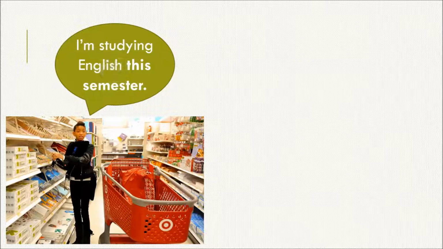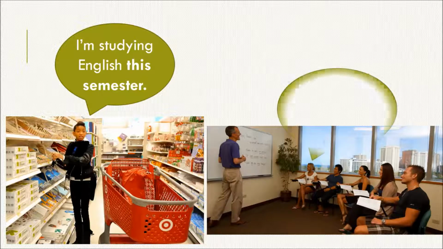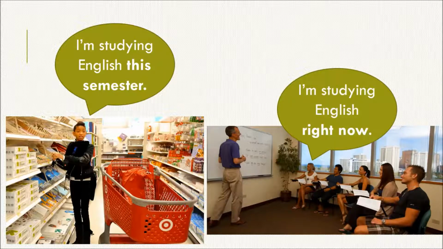Here's another example. What is this girl doing right now? She is shopping, right? But she says, I am studying English this semester, or I'm studying English this semester with the contraction. Right now, she is shopping. This semester, she's studying English. I'm studying English right now. So you see the difference. I'm studying English this semester versus I'm studying English right now.